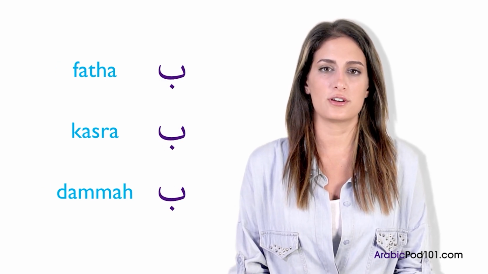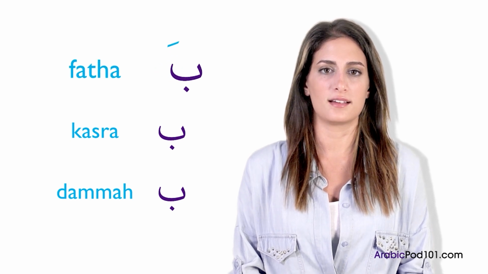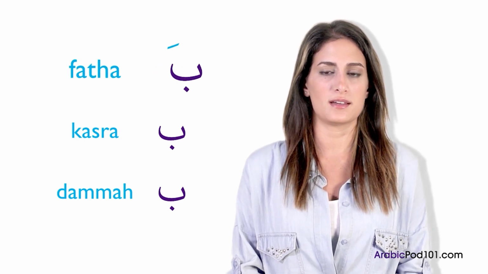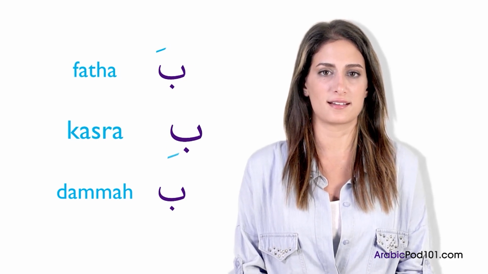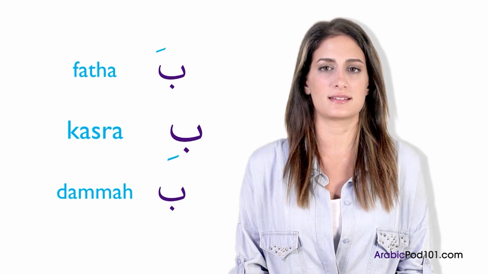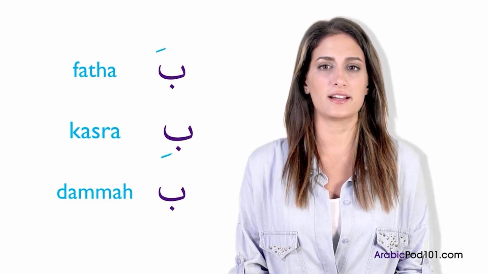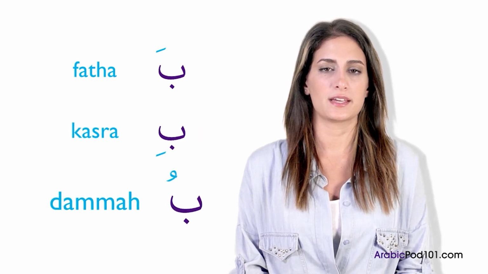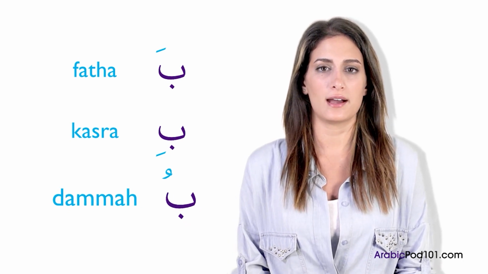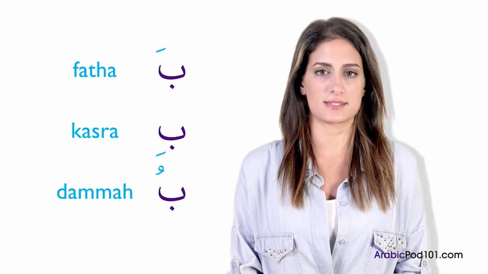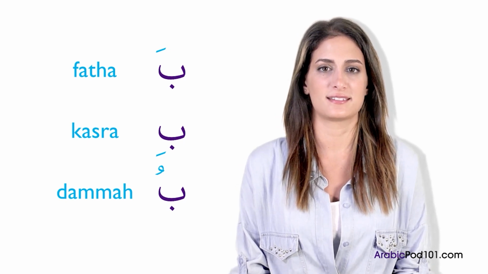Let's see the 3 basic voweling signs when used with ba. First, here's the Fatha. The pronunciation will now be ba. Next, this is a Kasra. This is now pronounced as bi. And finally, here's a Dammah. It changes the pronunciation to bu. Now, let's practice writing and pronouncing these basic voweling signs.